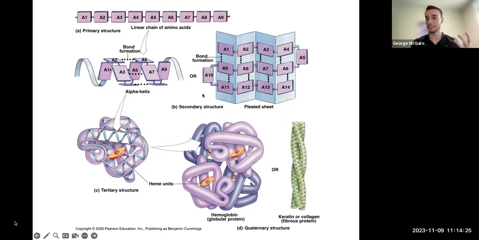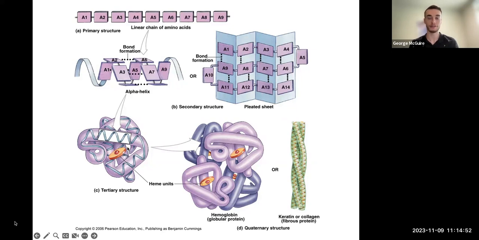Then typically another protein will help bend and shape this secondary structure into its tertiary structure, so something like this. Right? So all of the various areas that have alpha helixes and pleated sheets will be bent around, and they'll form more hydrogen bonds with each other until they are held into a particular shape. And many proteins are functional in this form as their tertiary structure.